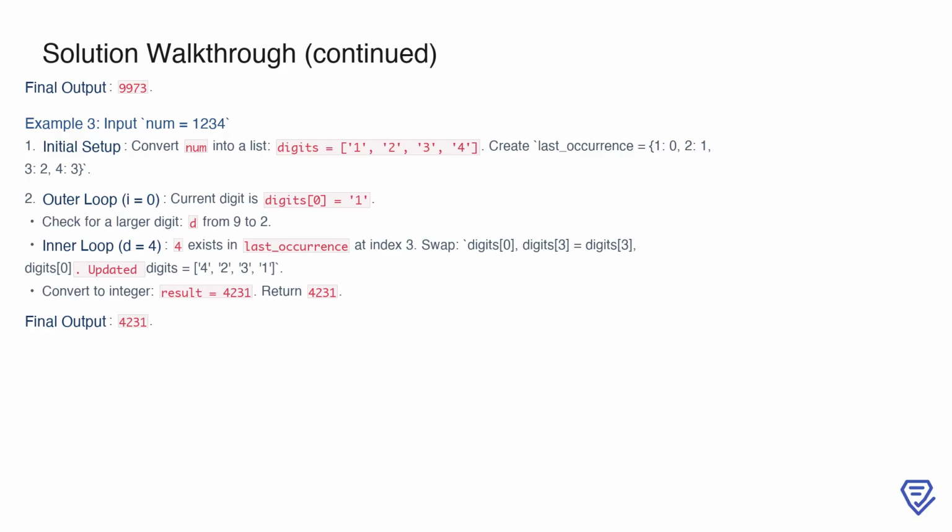When we reach 4, we find that it exists in the dictionary at index 3. This allows us to swap 1 with 4. After performing the swap, the list updates to 4, 2, 3, 1. Converting this list back into an integer gives us the result 4231, which we return as the final output.